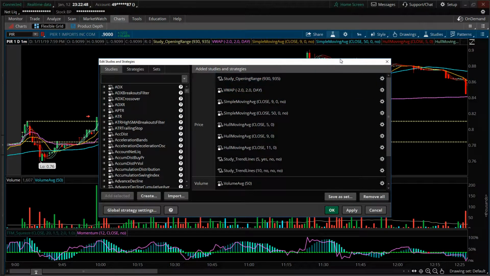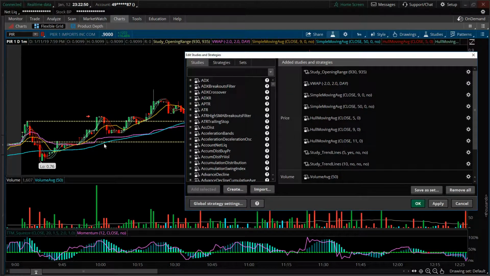You got the opening range, which is these yellow lines that will kind of give you what the opening market starts at. You got the VWAP, which is the purple. The simple moving average, which is the yellow, which stays really close to the candles. And the 50 simple moving average, which is the blue one. And then of course I got the hull moving averages, the 5, 9, and 11, which are the green, red ones that turn in there. They kind of help me with the heartbeat of the market.